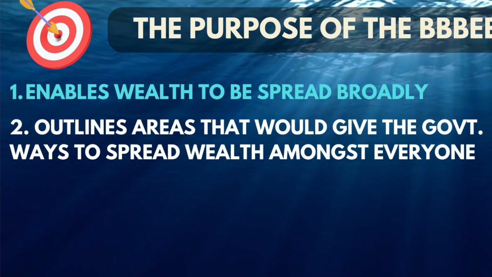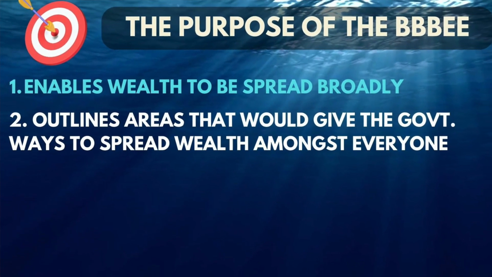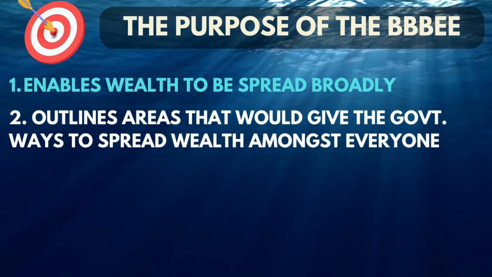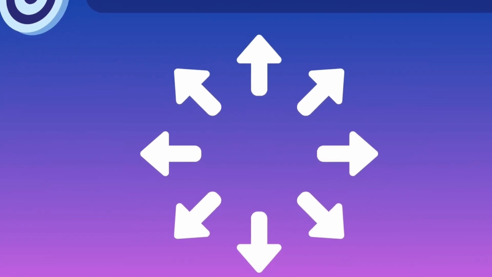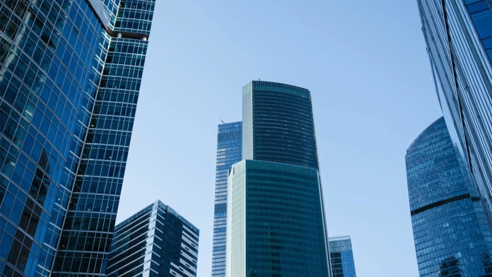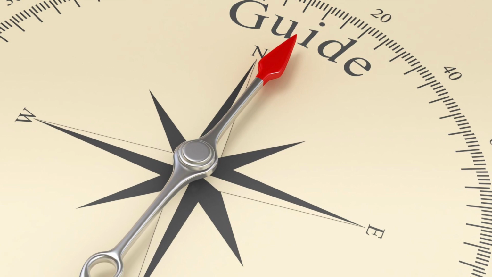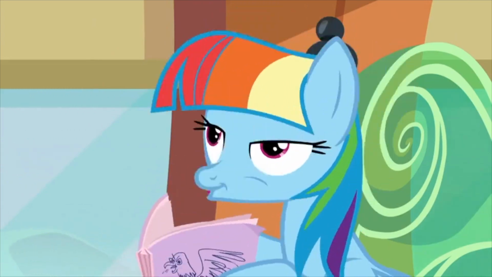Our second point, it outlines the areas that give the government a platform to ensure that this wealth is spread. It gives companies clear guidance: please concentrate on management, please concentrate on ownership. It shows companies how to spread this wealth, as long as you share the wealth.